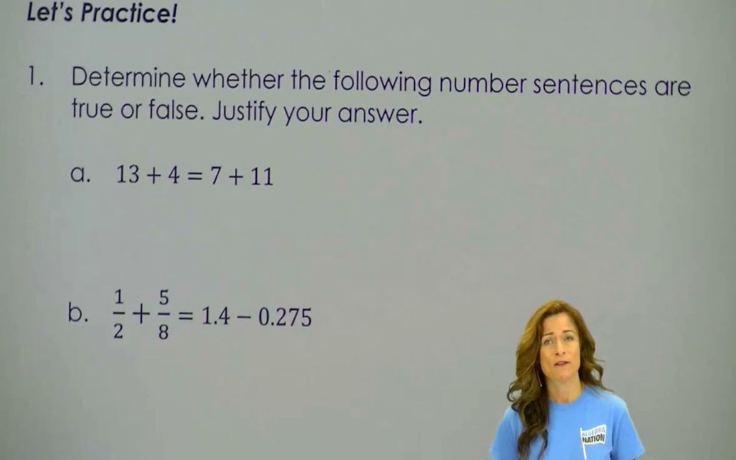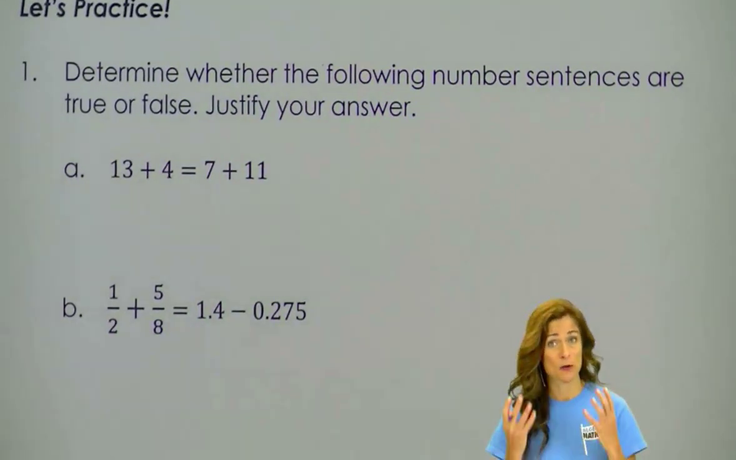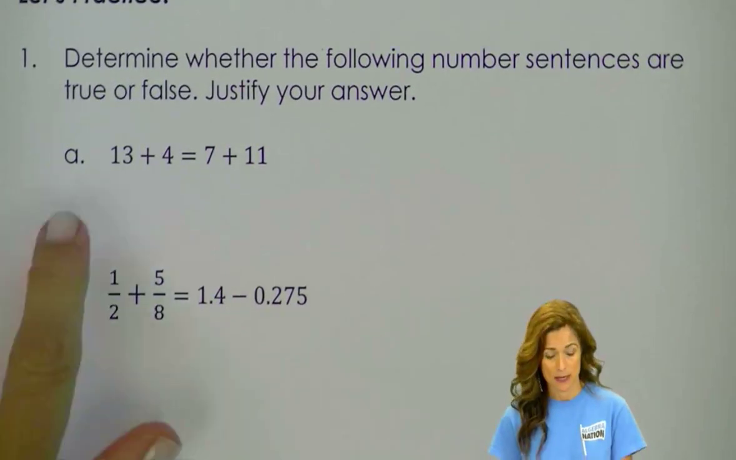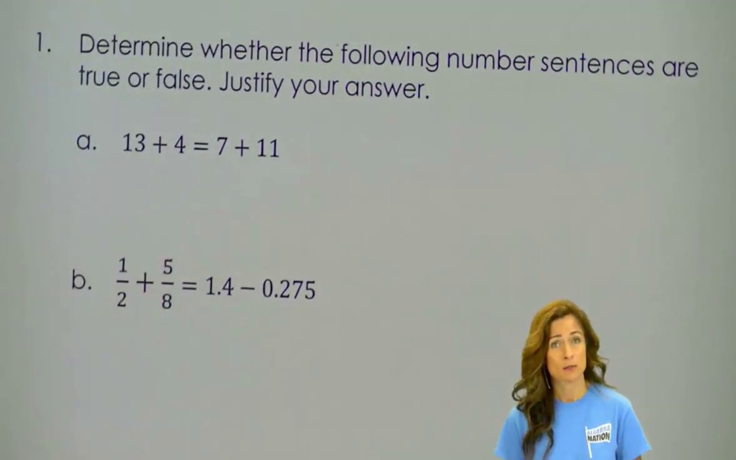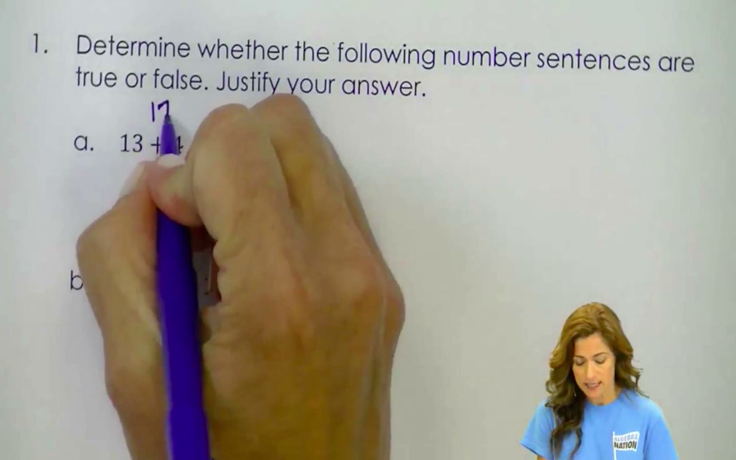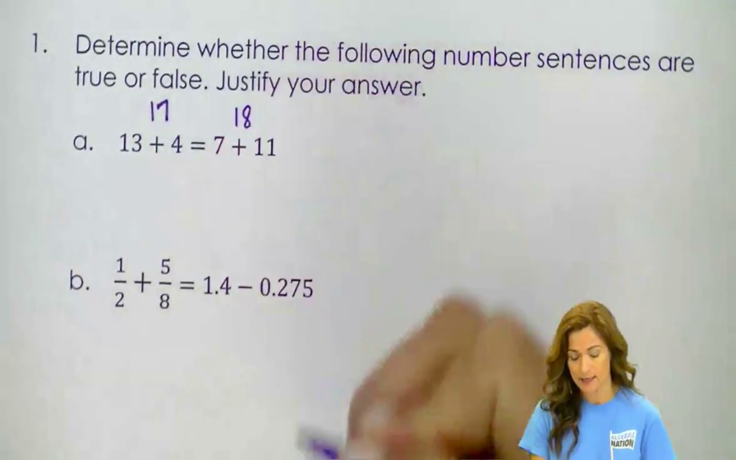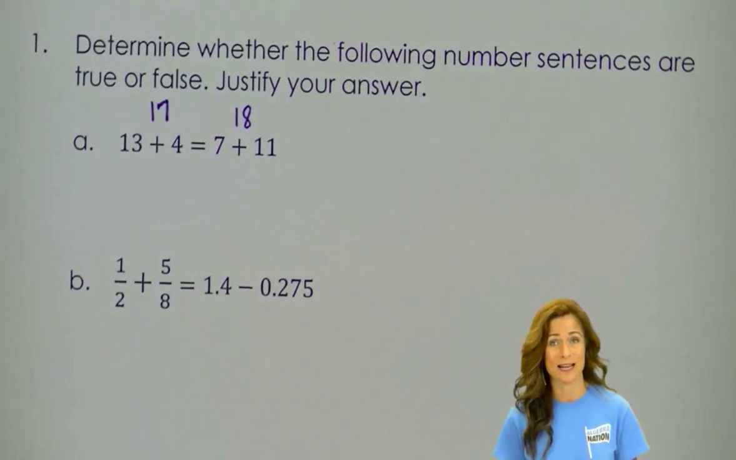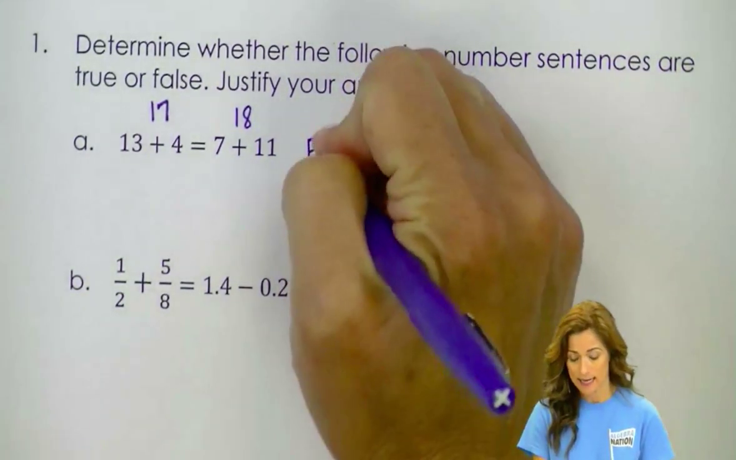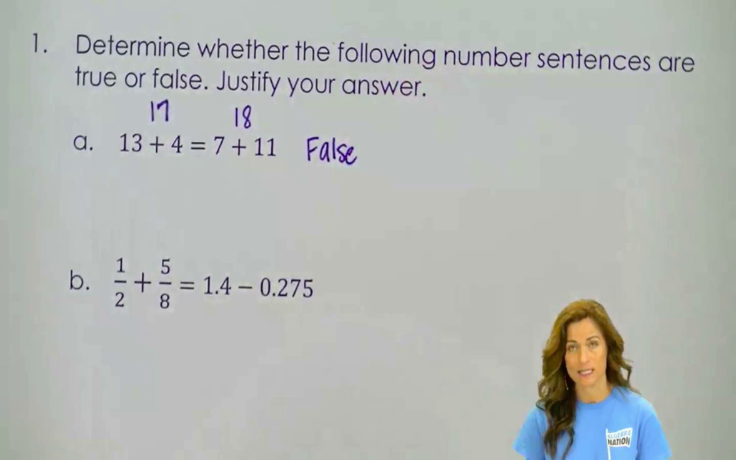Determine whether the following number sentences are true or false, and let's justify your answer. Okay, well, remember if they're true, both sides are equal. Okay, so that's going to be our justification. Look at A. 13 plus 4 is 17. 7 plus 11 is 18. Well, 17 does not equal 18, does it? So this is a false statement.